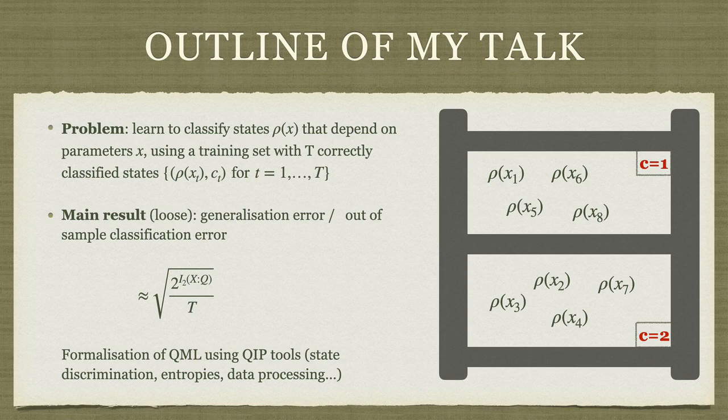The problem we studied is as follows. We want to learn how to classify states that depend on some external parameters x. We do this, as in supervised learning, by using a training set made of t pairs, where each pair consists of a state rho xt for some particular choice of the parameters that we call xt, and the corresponding class that we call ct.